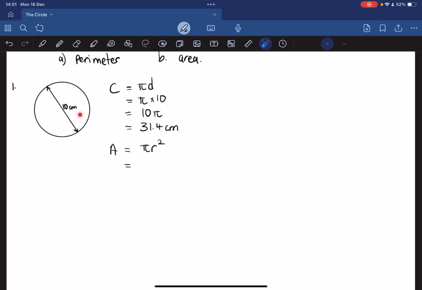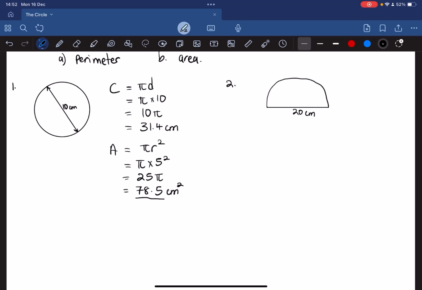We have our diameter as 10 centimeters. If we divide it by 2, then we get 5. Hence, our answer would be pi times 5 squared, which is the same as 25 pi. And in decimal form, we get 78.5 square centimeters. That is the area.